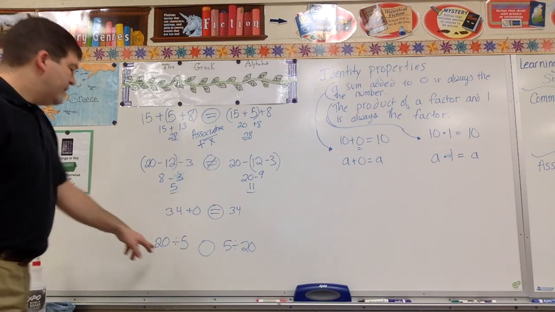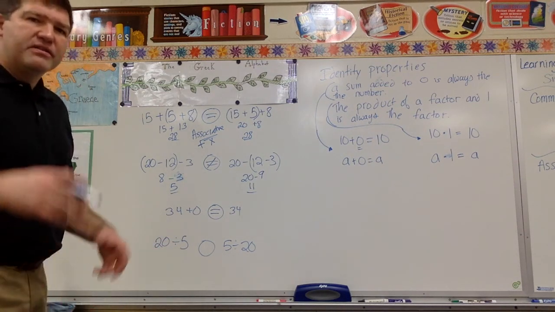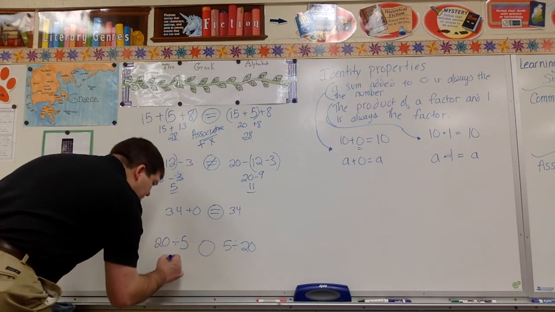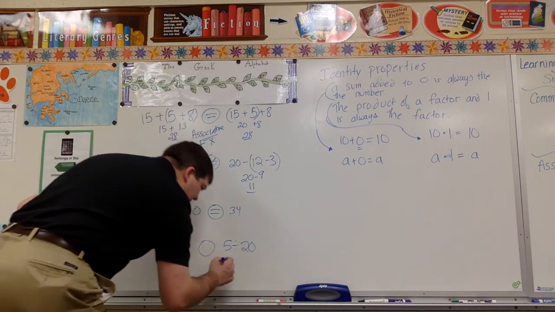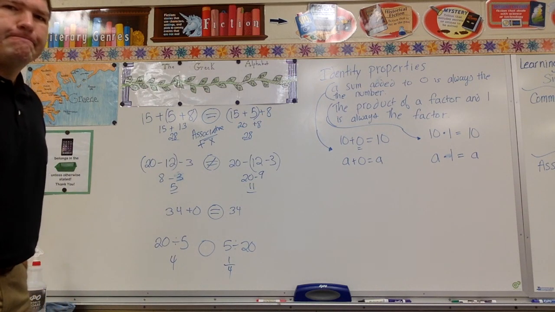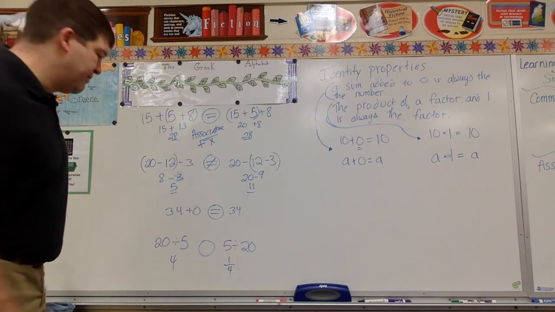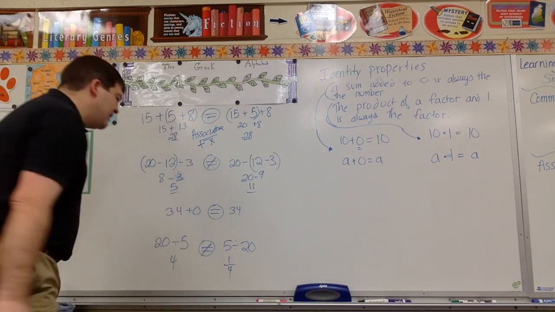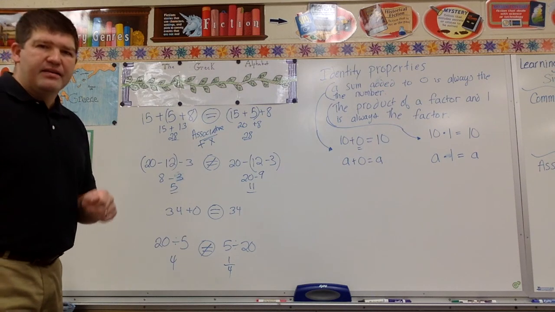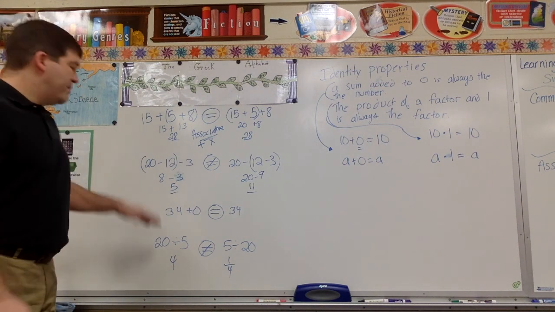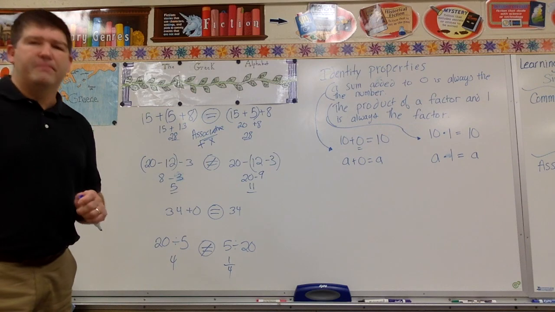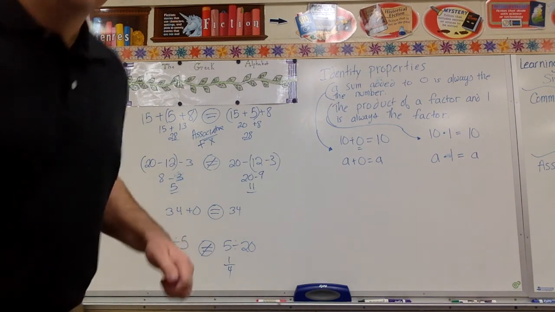Okay? This one, 20 divided by 5 and 5 divided by 20, looks like the commutative. Doesn't matter what order, should be the same. Let's try it. 20 divided by 5 is 4. 5 divided by 20 is 1/4. Okay? Much different. So this is not equal. And the reason why it's not commutative is because commutative can only be adding and multiplying. Okay, so we have commutative and associative. Those two properties can only be adding and multiplying. All right, let's go back over here.